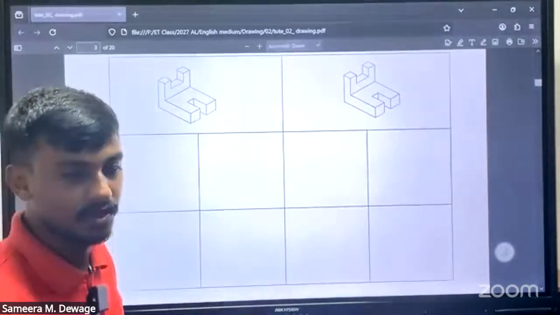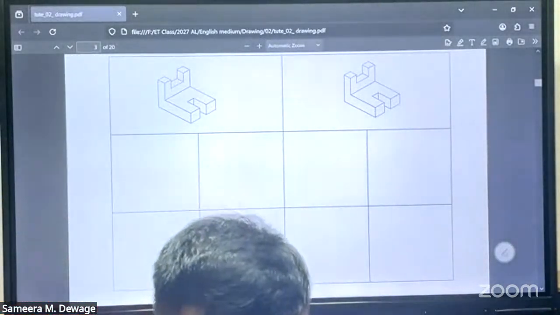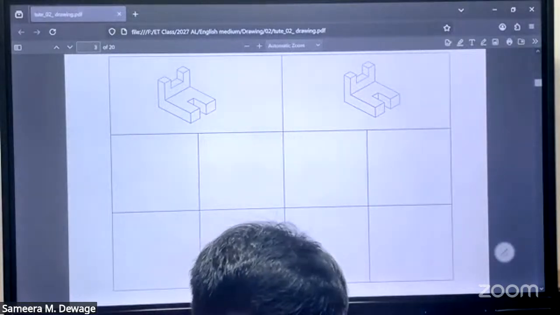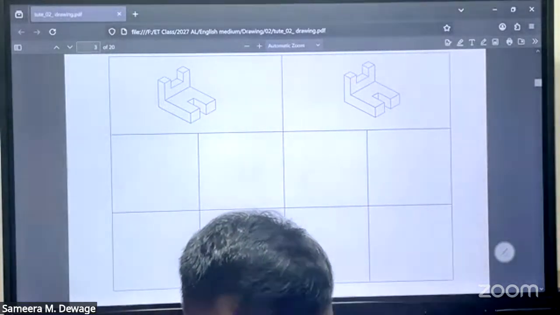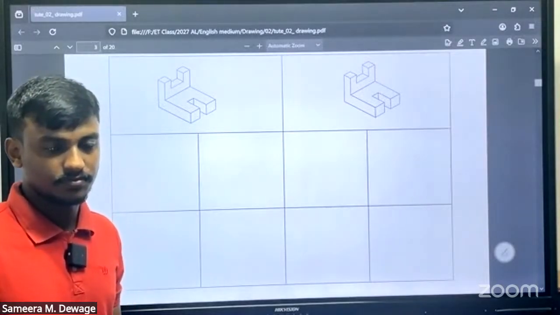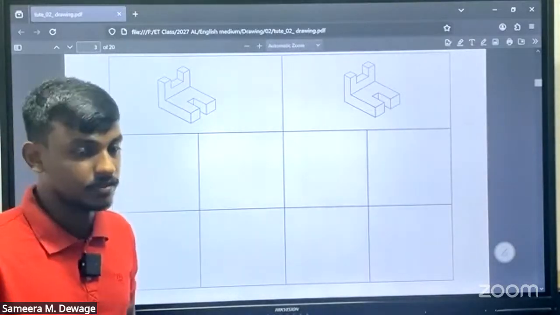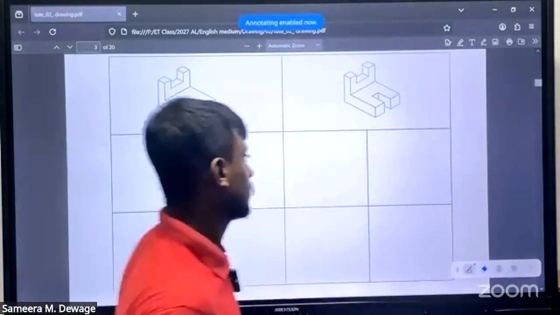Right. Can you see the word? Guys, can you see the word? Can you see the board? Yes, okay. Right.